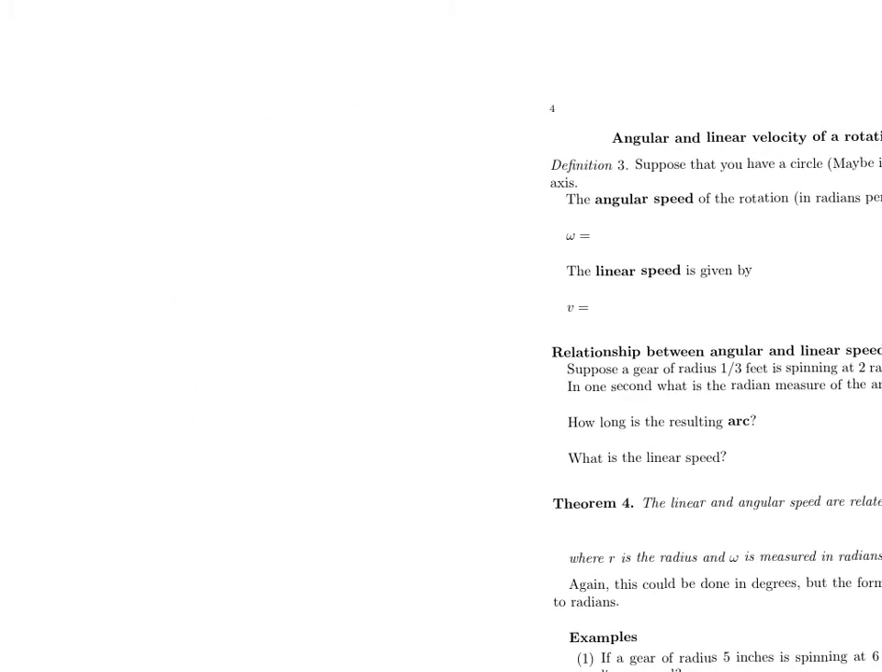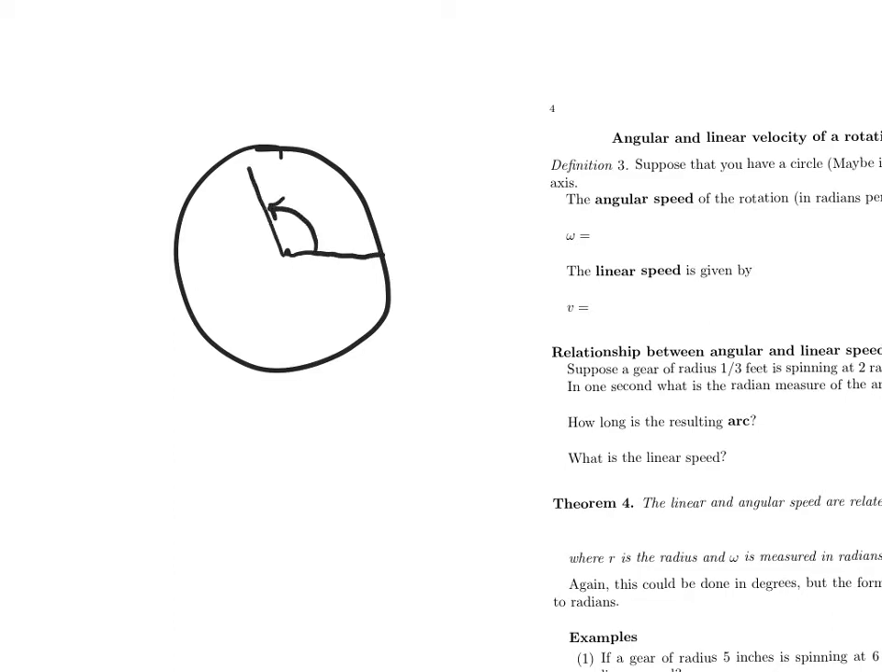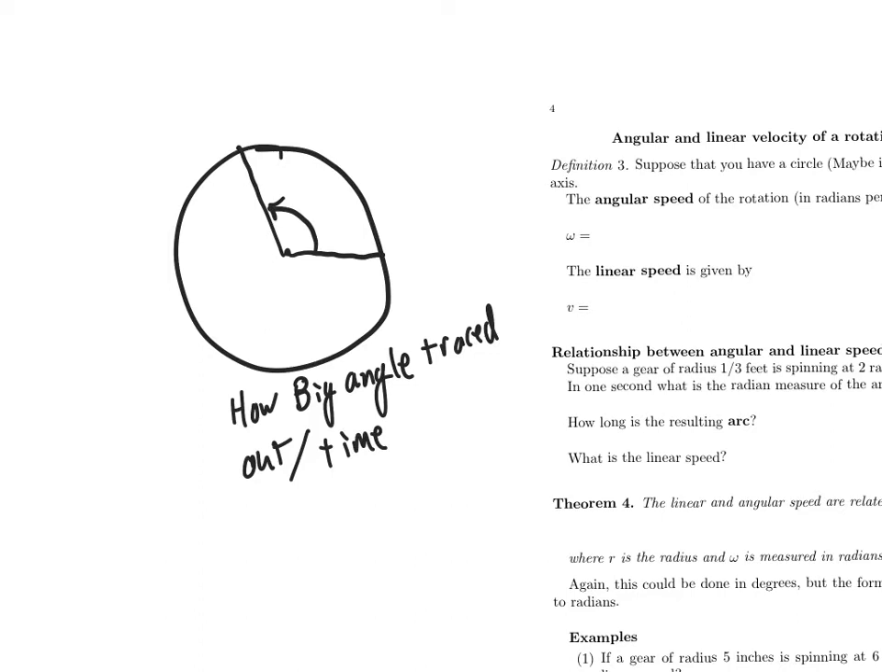So let's suppose you have some gear. There it is. There's some wheel or gear that's spinning around. There are two different ways that you could measure the speed at which it's spinning. You could say, well, I'm going to wait a second and see how big an angle it traces out. Pause some unit time. I said seconds, but it doesn't matter what units you're measuring time in. That's one way that you could measure how quickly an angle is spinning.